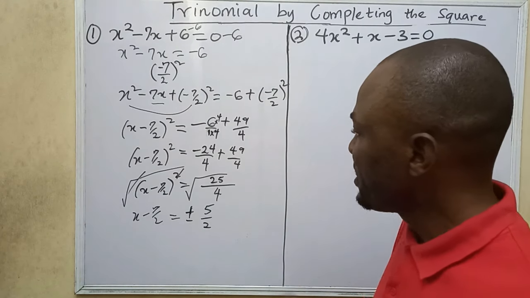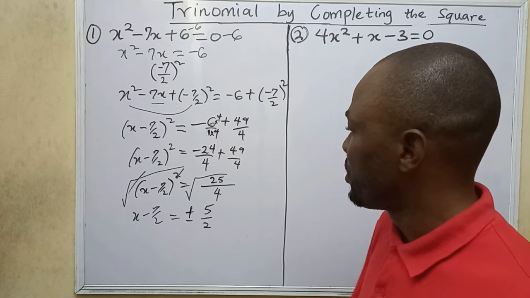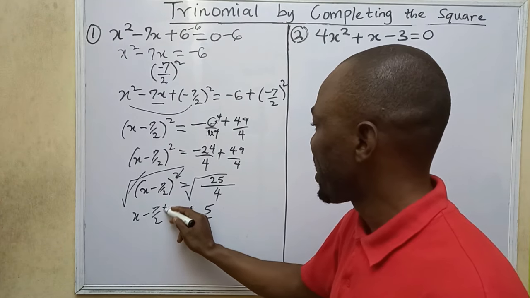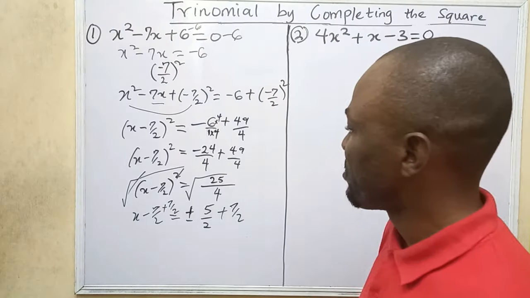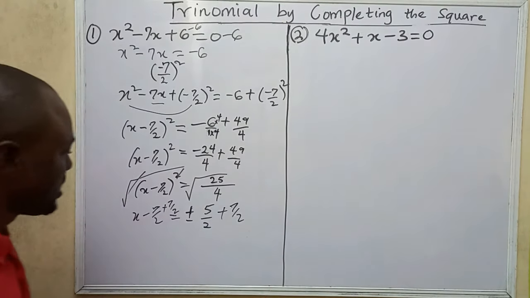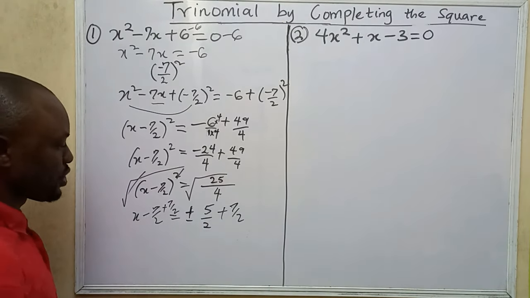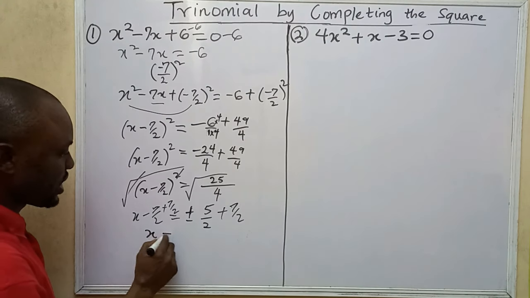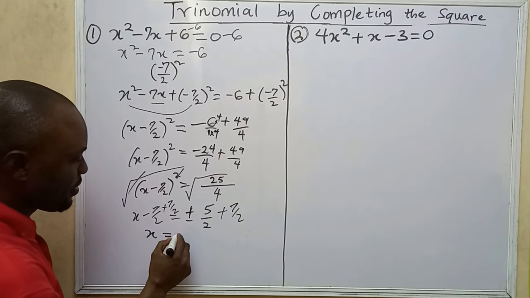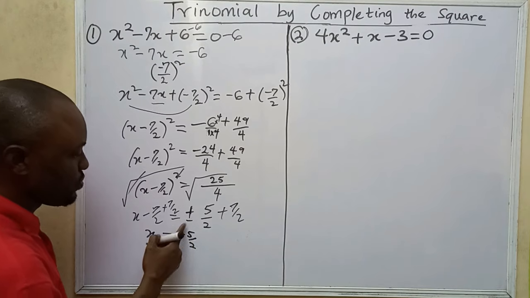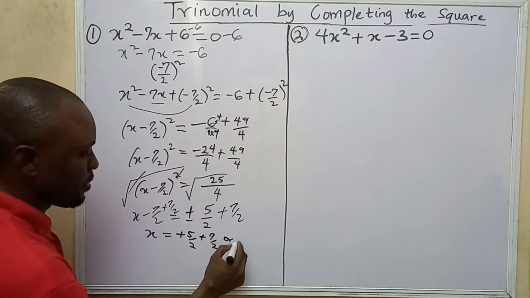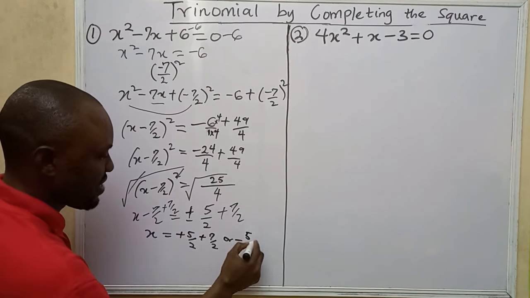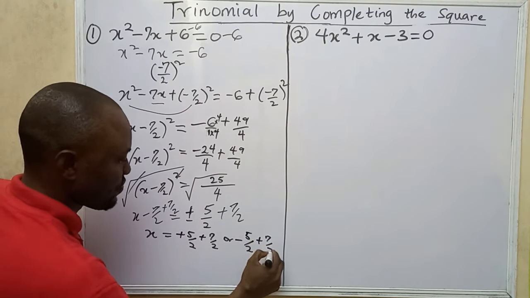Now, the next thing we are going to do is to add 7 over 2 to both sides of the equation. We want to find the value of x. So if we do that, minus 7 over 2 plus 7 over 2 will give me 0. So x will be, so here I have plus 5 over 2 plus 7 over 2, or minus 5 over 2 plus 7 over 2.